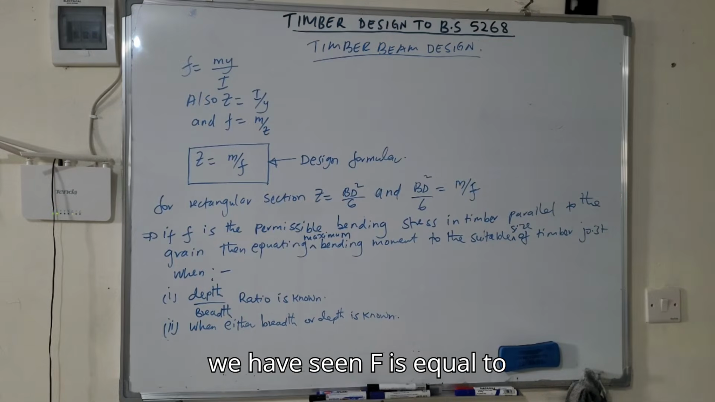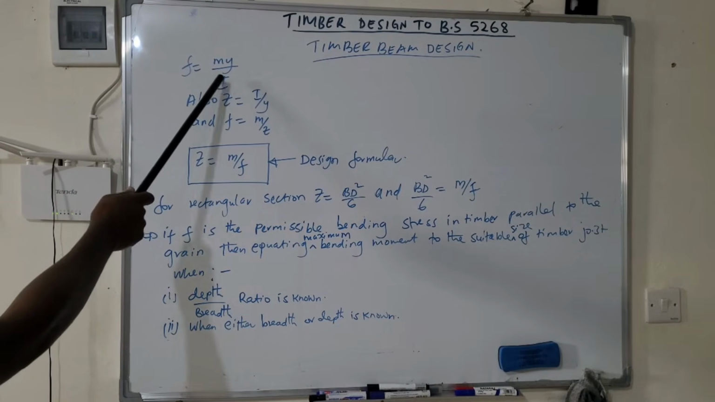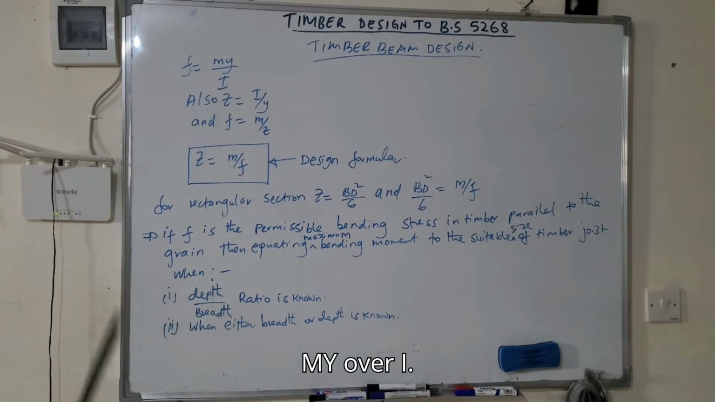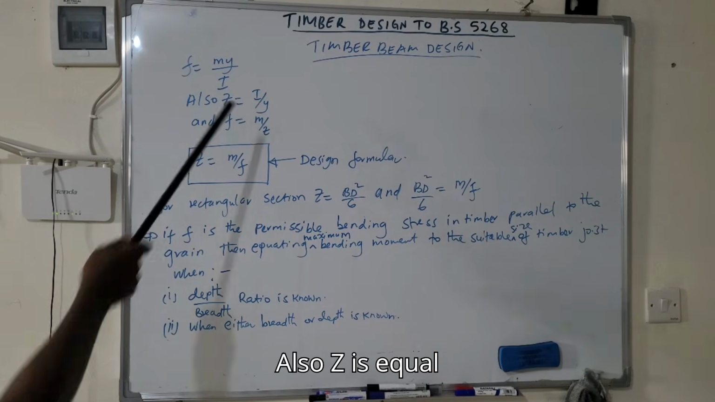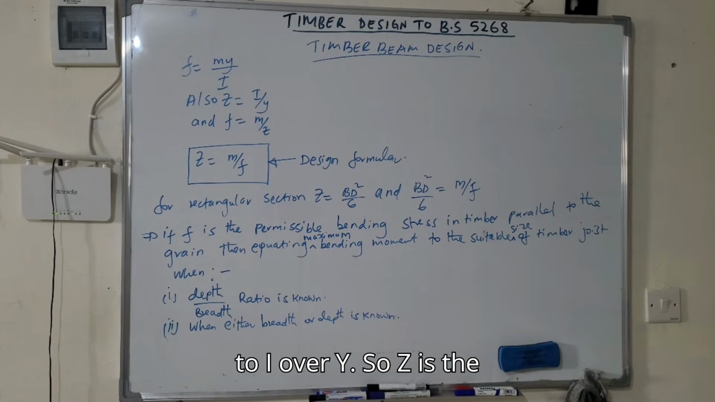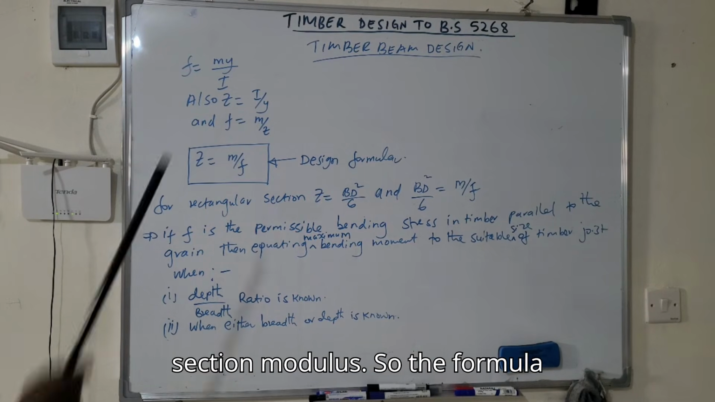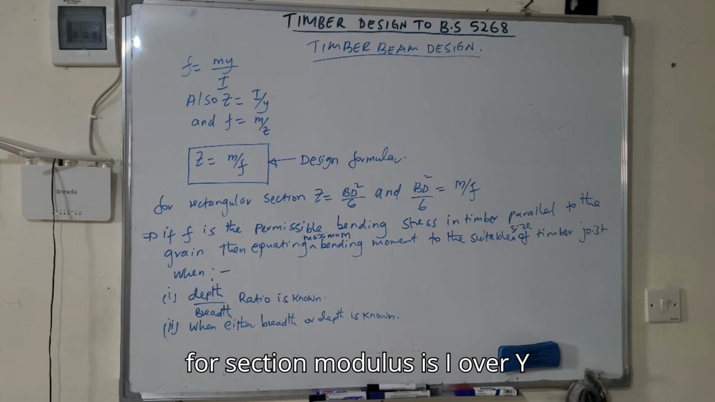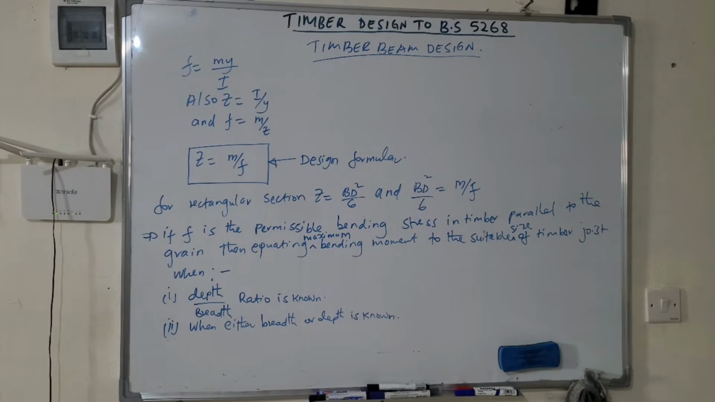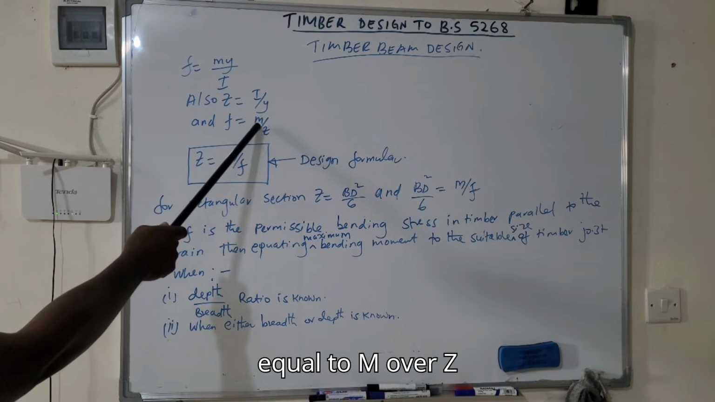We have seen F is equal to My over I. Also, Z is equal to I over Y. So Z is the section modulus. So the formula for section modulus is I over Y. And F is equal to M over Z.